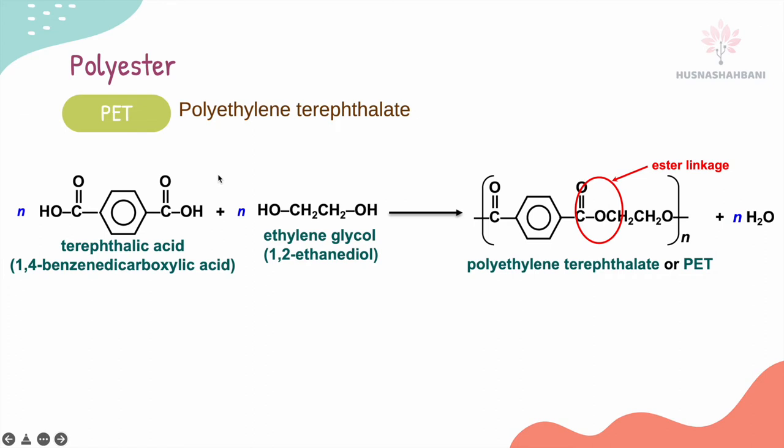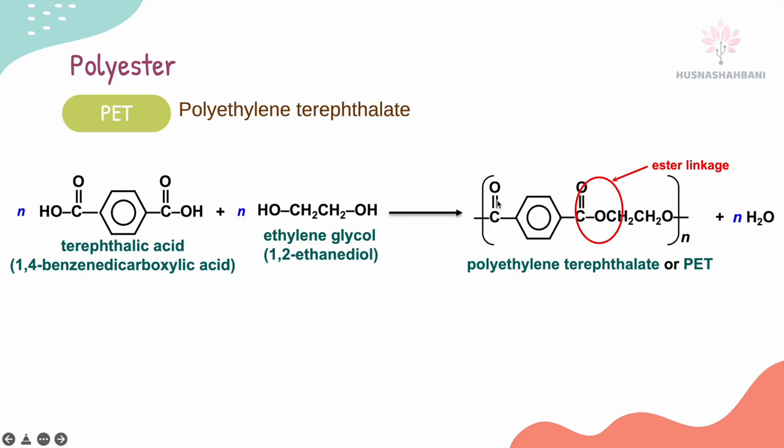Next, polyester, PET. PET, an example of polyester. PET stands for polyethylene terephthalate. In order to produce PET, use the dicarboxylic acid with a diol. React these two together, remove OH from the carboxylic acid part, both sides, and remove one hydrogen from the alcohol side, both sides.